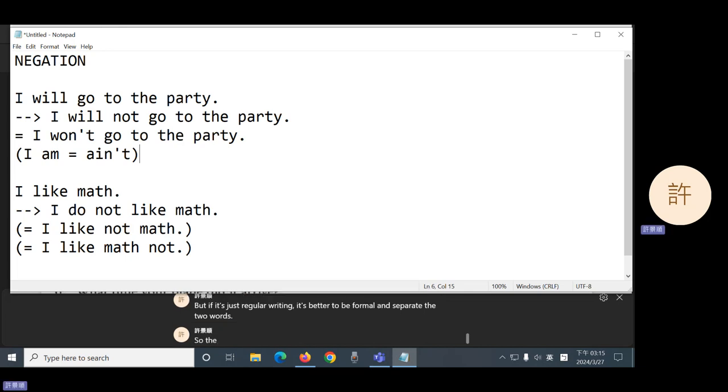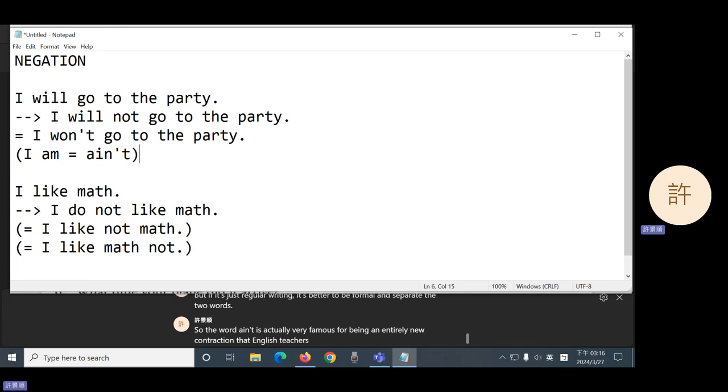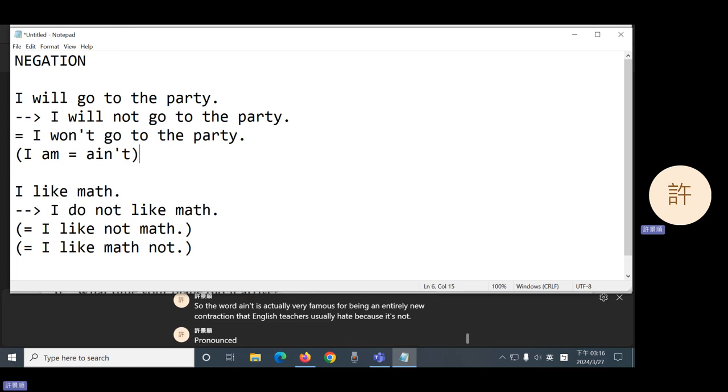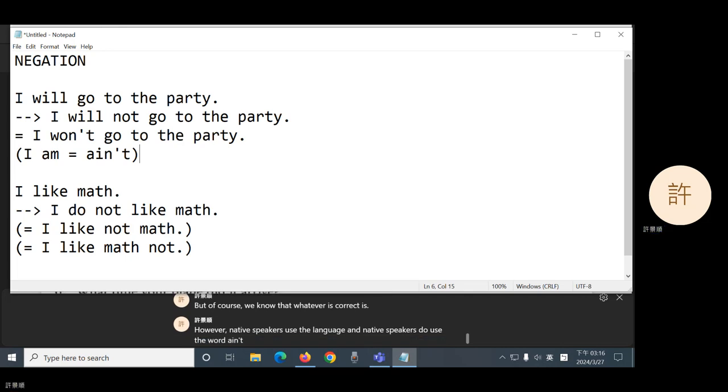So the word ain't is actually very famous for being an entirely new contraction that English teachers usually hate because it's not pronounced in a so-called correct way. By correct meaning like educated white Americans. But of course we know that whatever is correct is however native speakers use the language, and native speakers do use the word ain't. So it's not incorrect, it's just very informal.